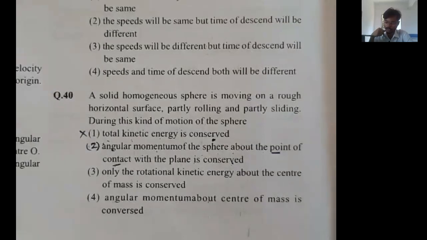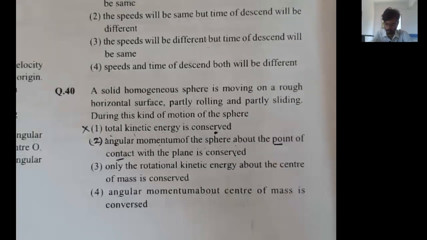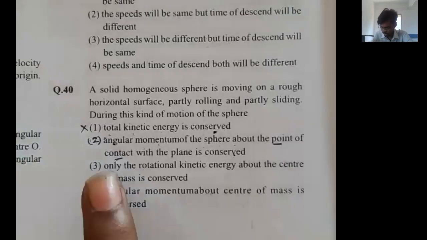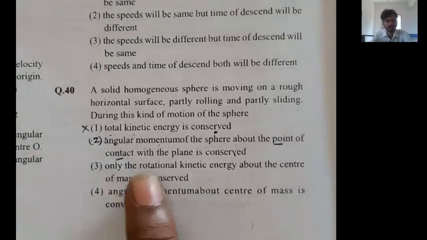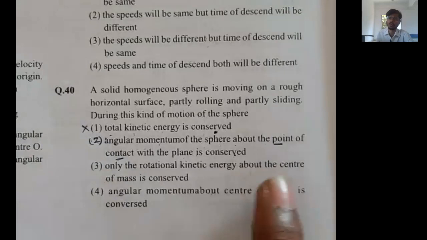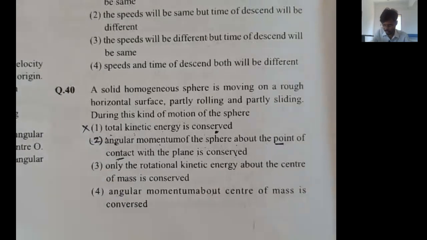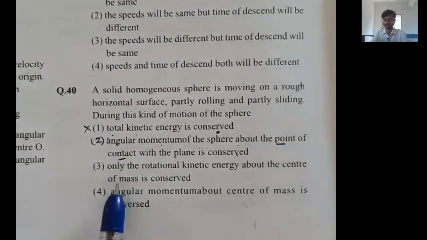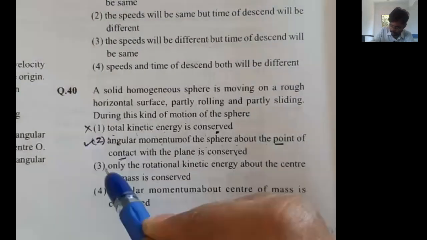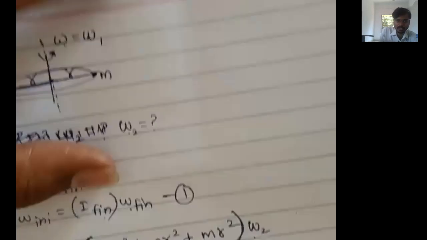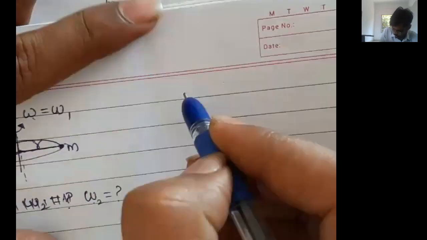Fine. Now let us see option number 3. Only rotational kinetic energy about the center of mass is conserved. See, for rotational kinetic energy to be conserved, now we will see why option 3 is wrong. So they are saying rotational kinetic energy about the center of mass is conserved.